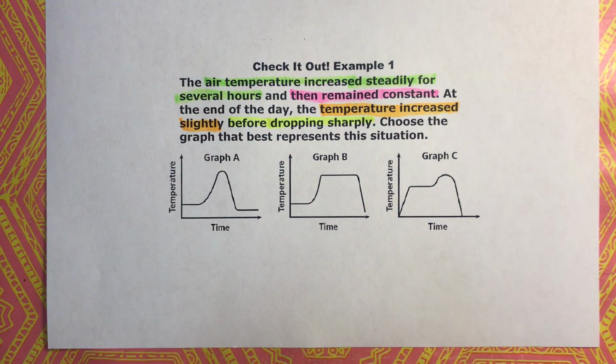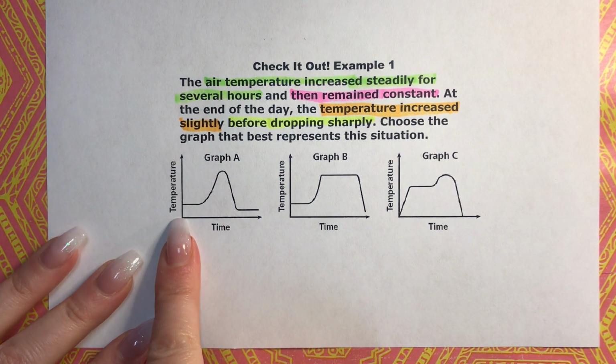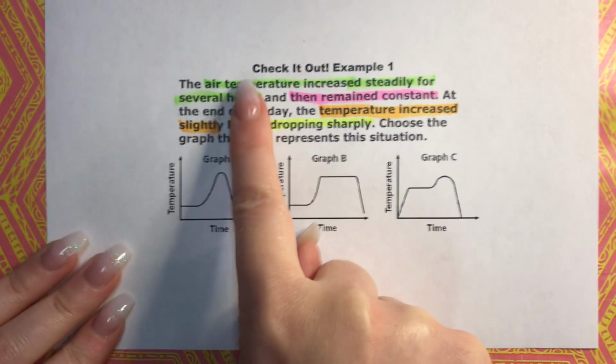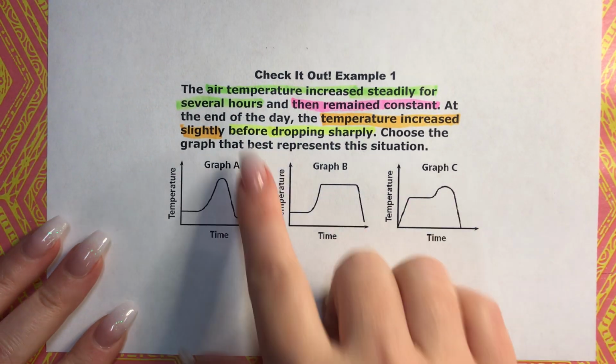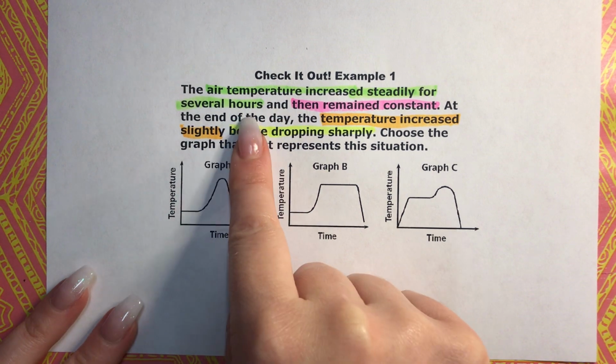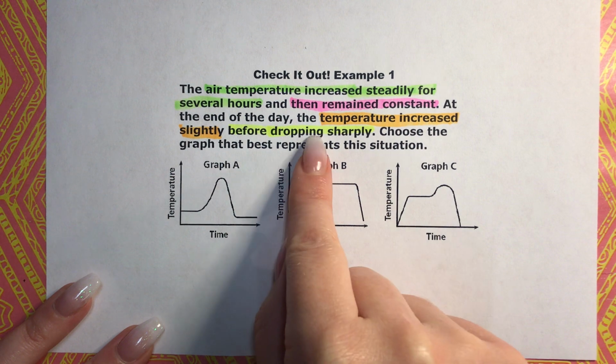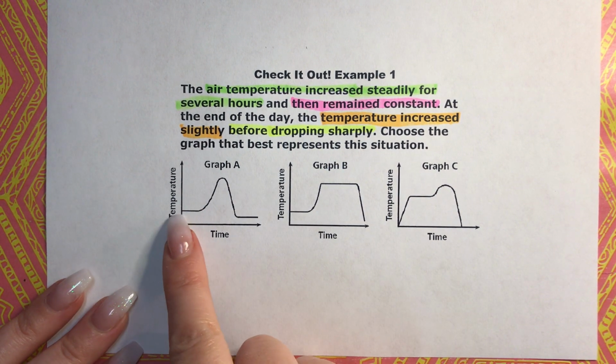All right, so there's actually 4 things happening with this temperature. There's a lot going on. So what do we have here? We have time and we have the temperature, right? This is a low temperature, this is a high temperature. So this first part of information tells us the air temperature increased steadily for several hours. For it to increase, it means it had to be at an amount and then get bigger. So we're looking for that.